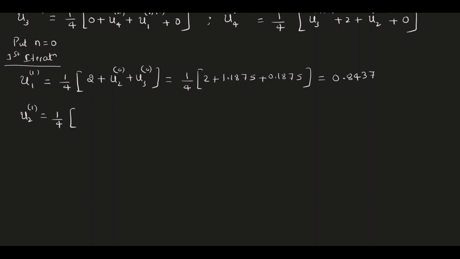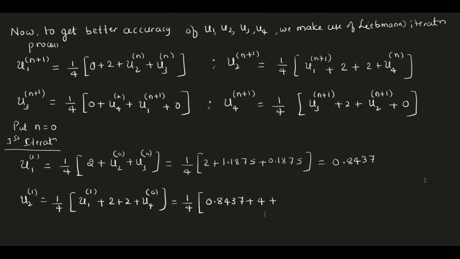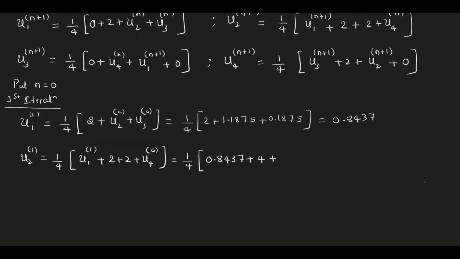What formula did we write above? u1 of n plus 1. If we put n as 0, what happens? u1 of 1 is 2 plus 2 plus u4 of n. What is u4 of n? 0. Yes, 1 by 4. u1 of 1 we already did: 0.8437. If you want, you can write 2 plus 2, 4 plus u4 of 0. What is u4 of 0? It is the initial value. So it is 0.8437.